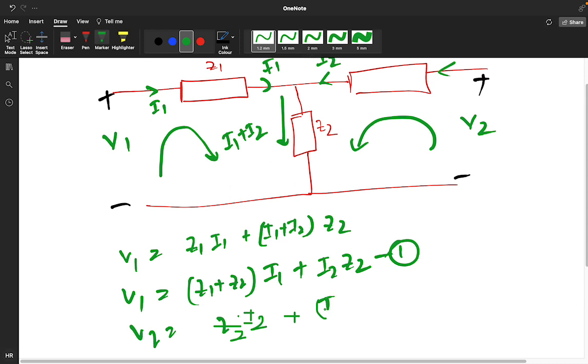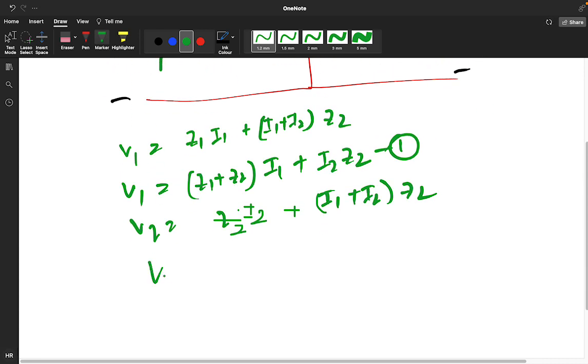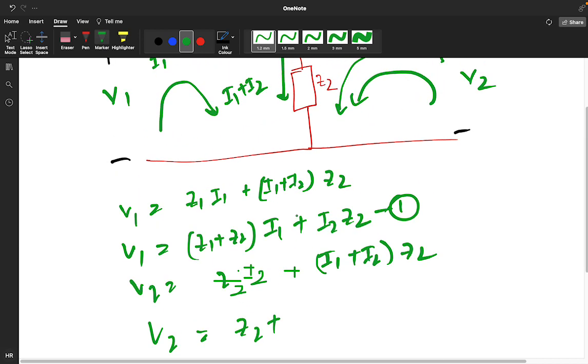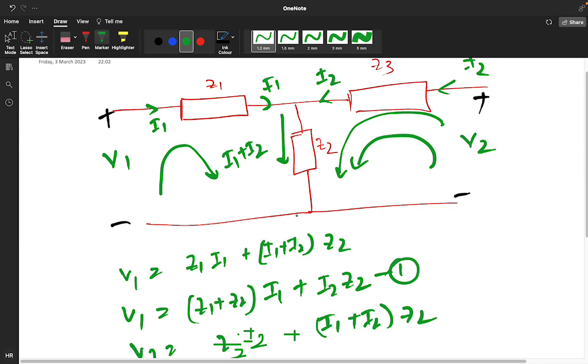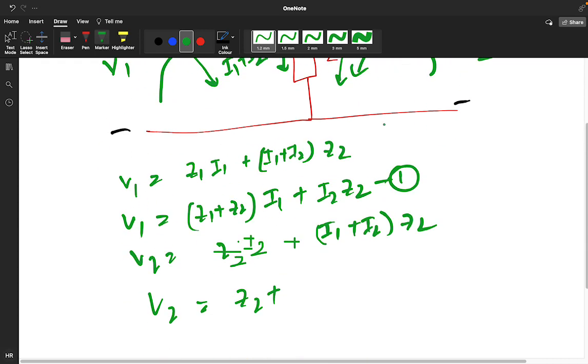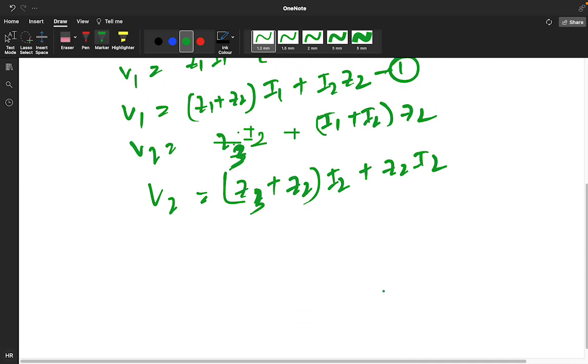Yeah, this is your I1 plus I2 into Z2. You are forming a loop equation, generally loop equation. So I1 plus I2 is coming with the Z2. You are getting V2 value is Z2 plus... Yeah, you are getting this only, na? Oh, sorry. This upper part is Z3 now. I committed a mistake here. This is Z3. So you are getting Z3 plus Z2 into I2 plus Z2 I1. Okay, this thing is clear.